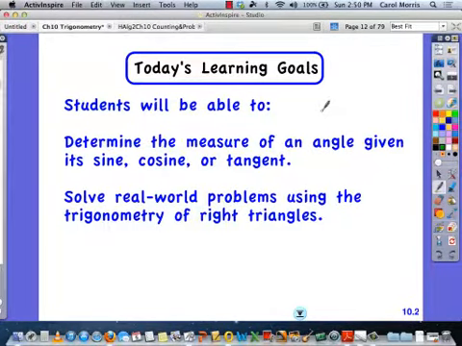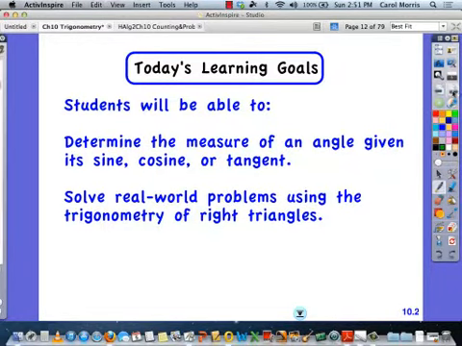Okay, in our next section, dealing with trigonometry, we're going to be, as you can see, measuring the angle of a given, determining the measure of an angle that's given, and solving real-world problems using trigonometry.